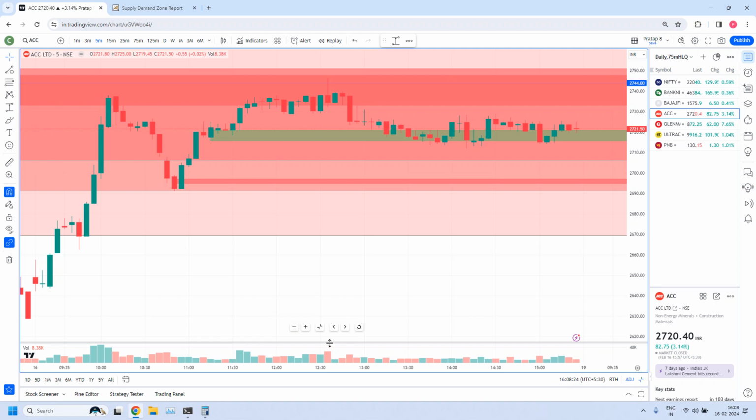So first trade we got 10,860 rupees profit and the second trade we got 6,900 rupees profit. And in total we got 10.8% ROI, both trades together in ACC.